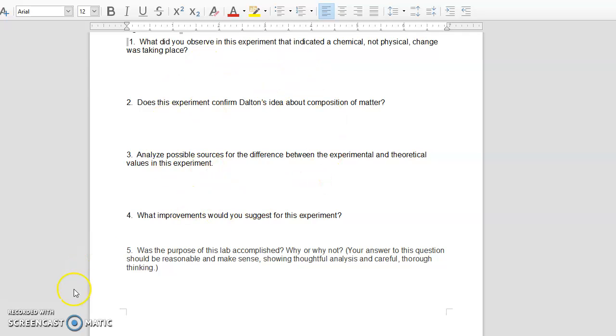Then you can answer the rest of these questions. And that will be it for your lab for this week. I'll look forward to receiving those along with your problems at the beginning of class next week.